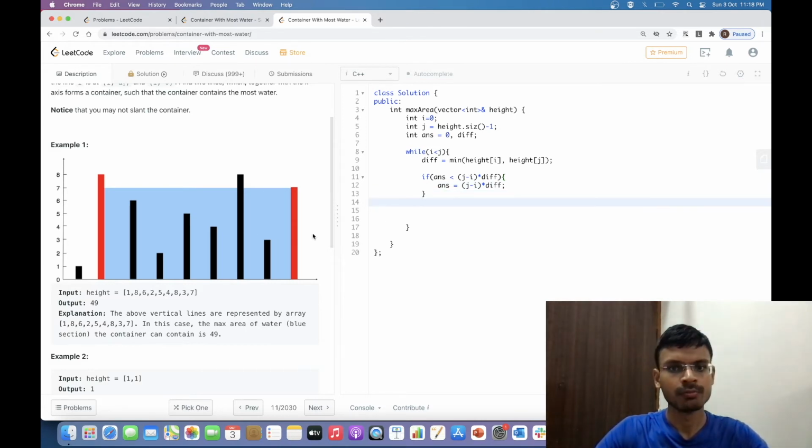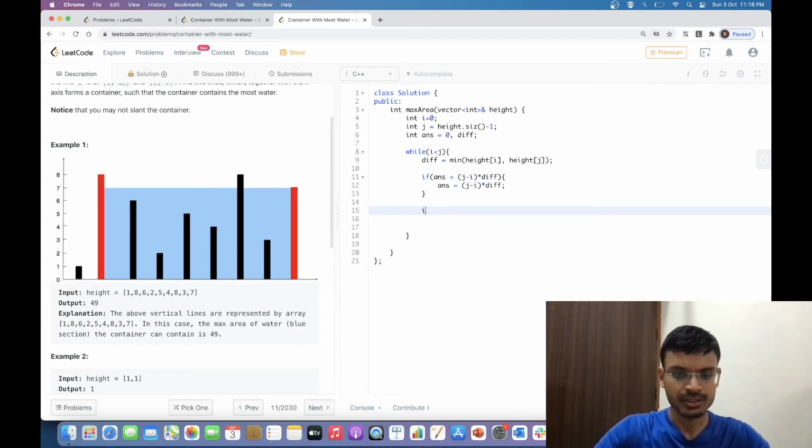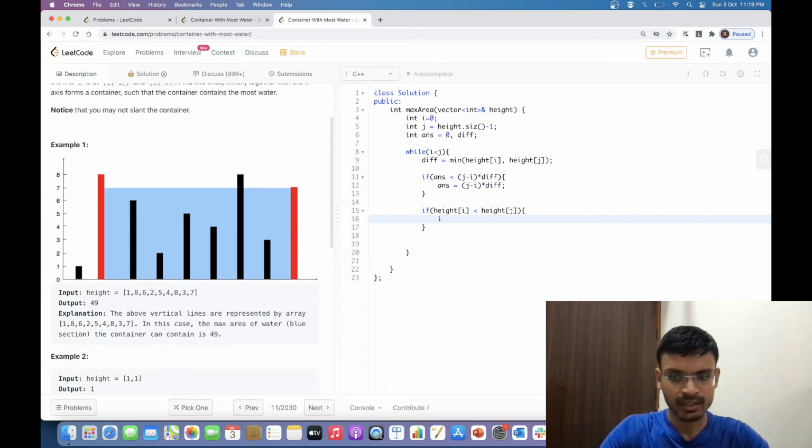And now whether we should increment i or decrement j depends on some condition. The condition goes like this: if the height at the ith index is less than the height at the jth index, then we increment i, otherwise we decrement j.